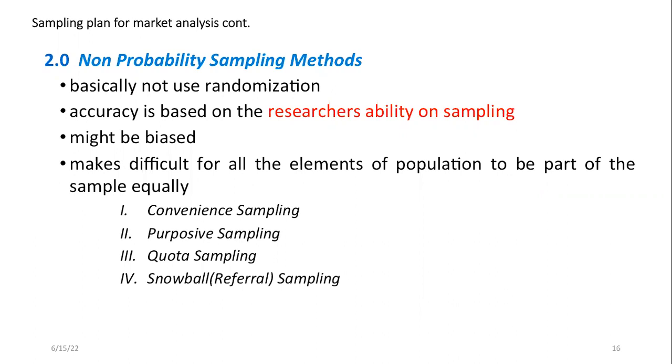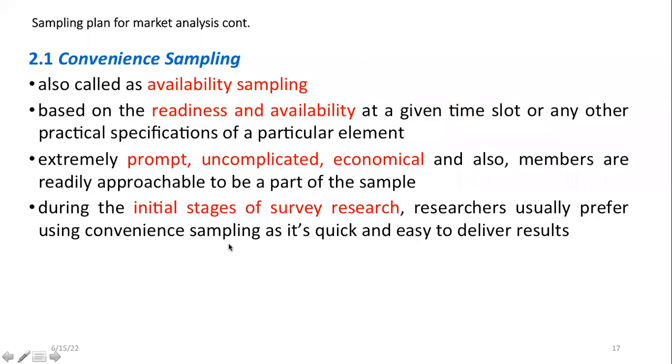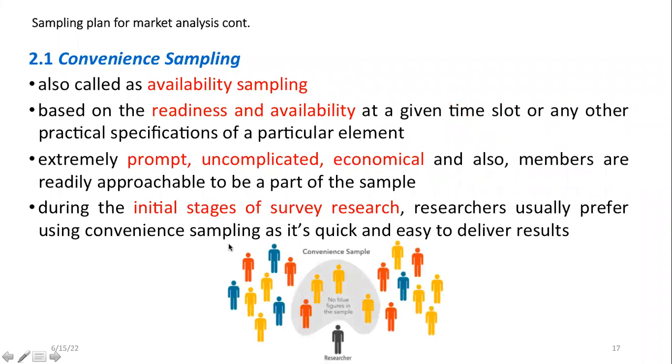There are four sampling methods: convenience sampling, purposive sampling, quota sampling, and snowball sampling. Quota sampling, you know how to select. We are conducting a university selection, and that is also based on quota sampling. And there are some methods. This is the convenience sample, also called availability sampling.